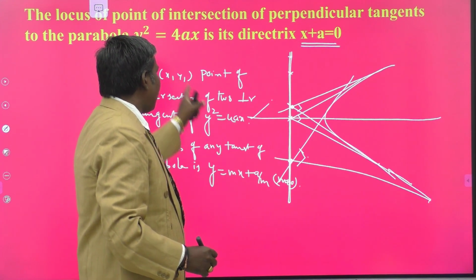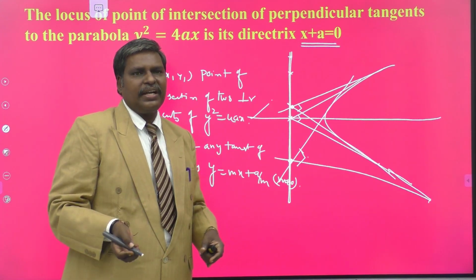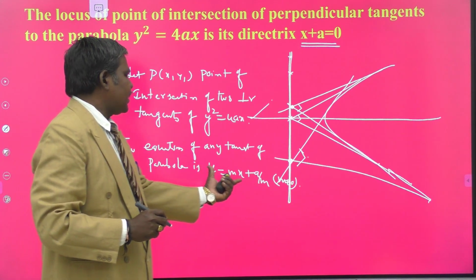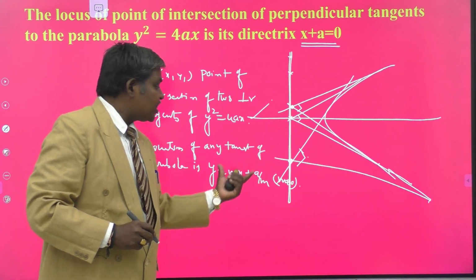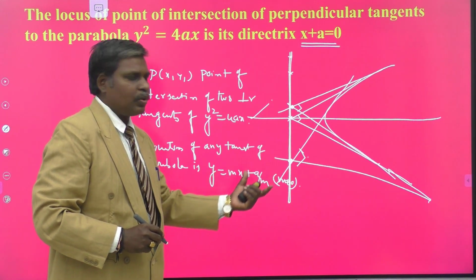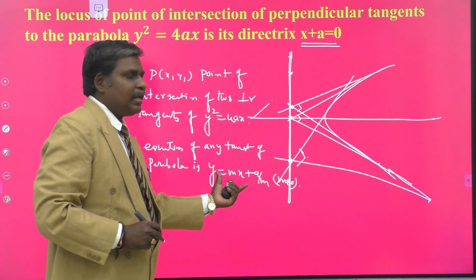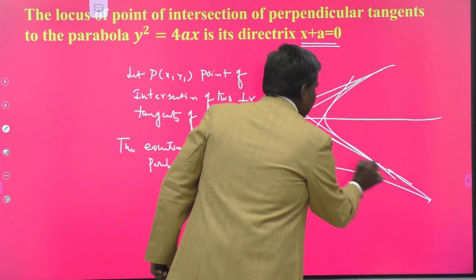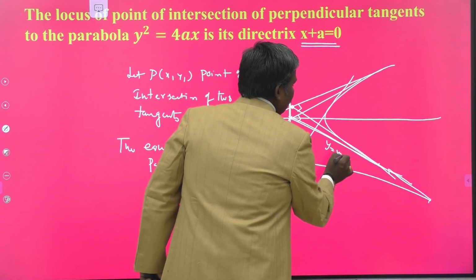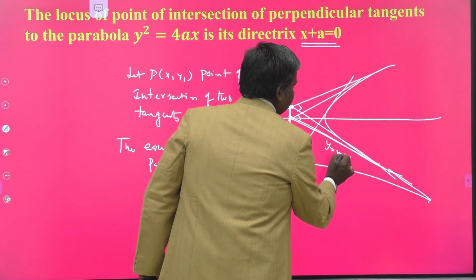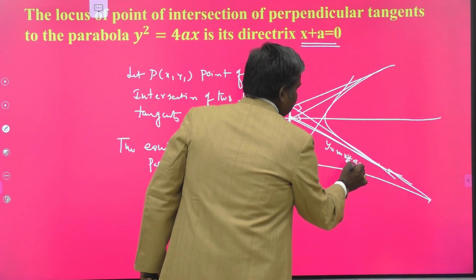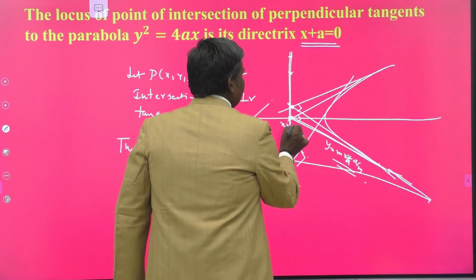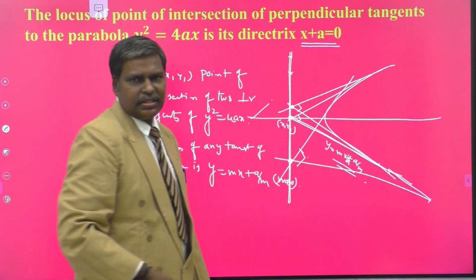If you substitute my point here itself, we get the conditions that we require. If it is my tangent, that satisfies my point. So this is any tangent to the parabola: y = mx + a/m. If it is passing through my point (x1, y1), we obtain the results.